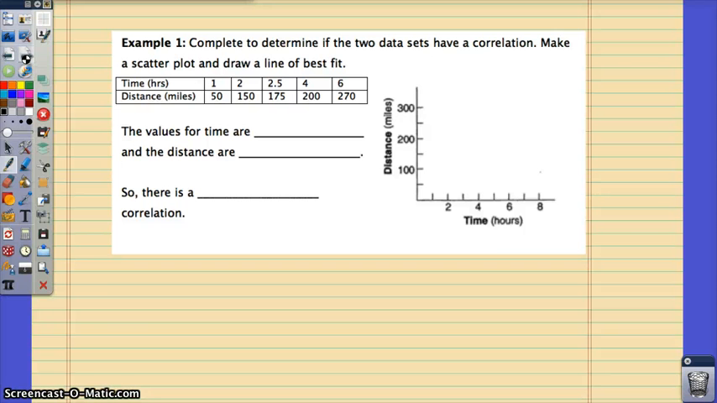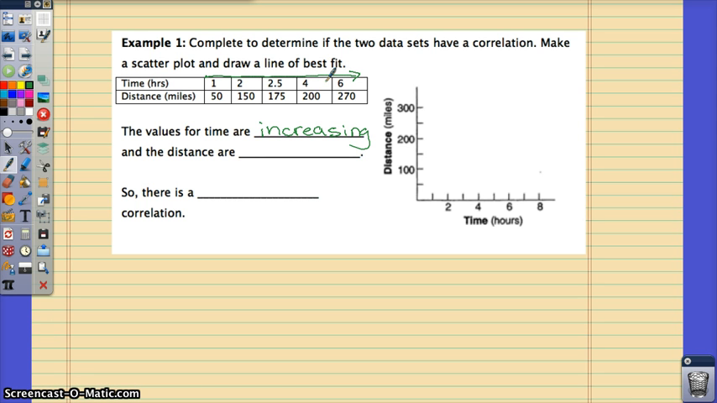So when I look at these values, as I read across, my time is doing what? Well, my time is increasing. So the values for the time are increasing, going from 1 to 2 to 2.5. It doesn't have to be the same scale, but overall, all of these points are increasing.